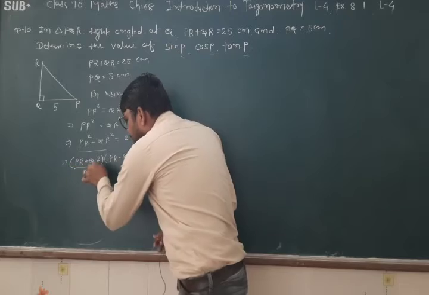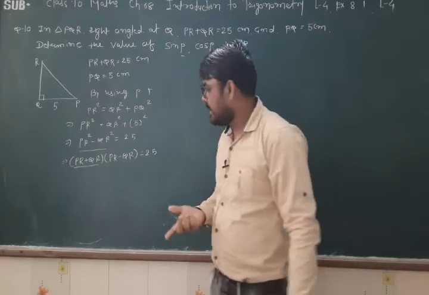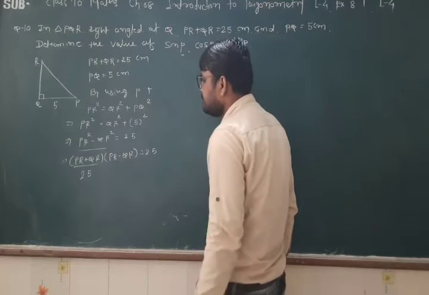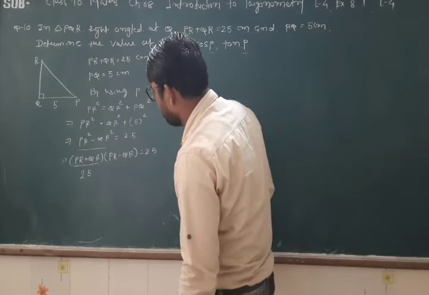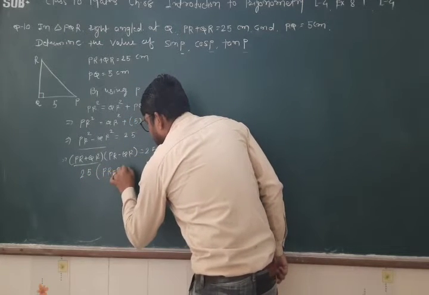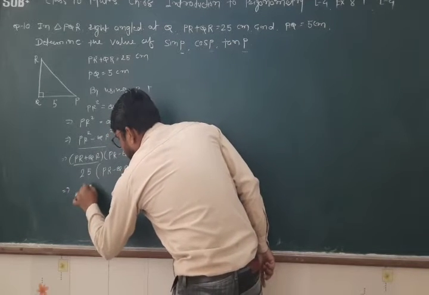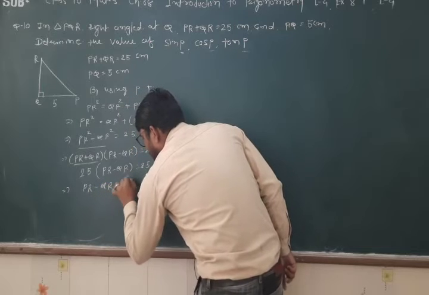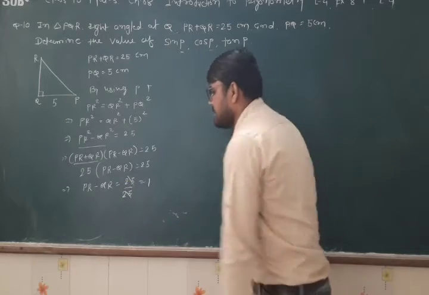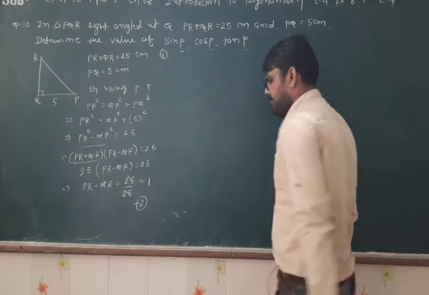So I will use this value in place of PR plus QR. Okay. So I will write 25 for this value. Okay. And 25 times PR minus QR equal to 25. So what is the value of PR minus QR? PR minus QR equal to 25 by 25, and that will be 1 because 25 cancels. So I got another equation here. Equation number 2, and this one is equation number 1.